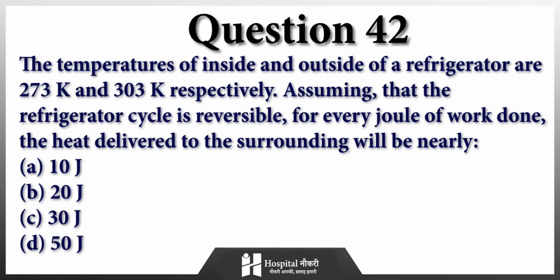Question is, the temperature of inside and outside of a refrigerator are 273 Kelvin and 303 Kelvin respectively. Assuming that the refrigerator cycle is reversible, for every joule of work done, the heat delivered to the surrounding will be nearly, options are 10 joule, 20, 30 or 50 joule. What will be the correct answer? The correct answer is C, 30 joule.